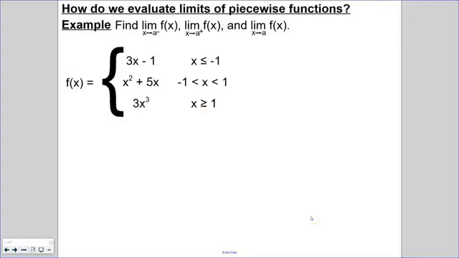So how do we evaluate limits of piecewise functions? For our first example, we're given a piecewise function with three pieces: 3x minus 1 when x is less than or equal to -1, x squared plus 5x when x is less than 1 but greater than -1, and 3x cubed when x is greater than or equal to 1. And the directions say find the limit as x approaches a from the left of f of x, find the limit as x approaches a from the right of f of x, and then find the limit as x approaches a of f of x.